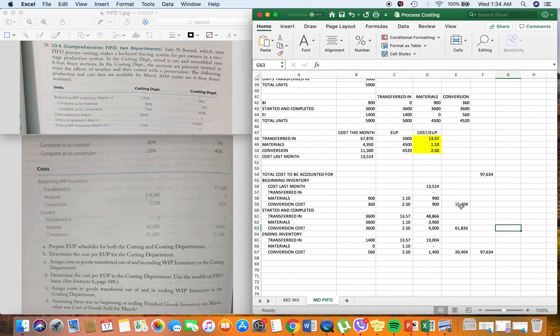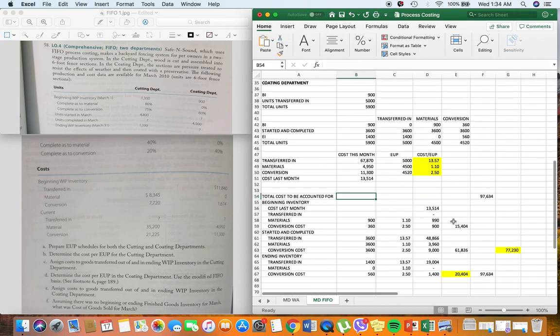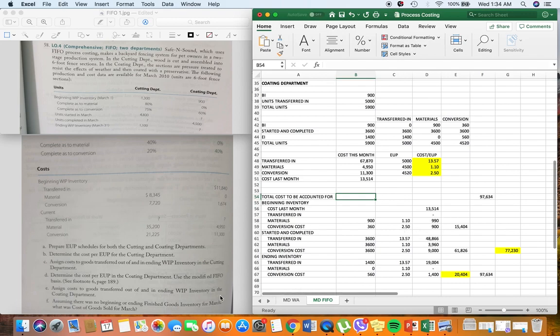So, the transferred out cost, diba? Assuming this is the last department kasi, actually, this is already the cost of goods manufactured, diba? So, the cost of goods manufactured is equal to 77,230. That is the sum of the completed beginning inventory units and the units started and completed. Okay? And then, the ending inventory naman, diba? The cost of our ending inventory in the coating department is equal to 20,404.